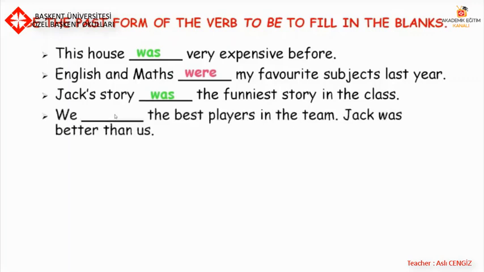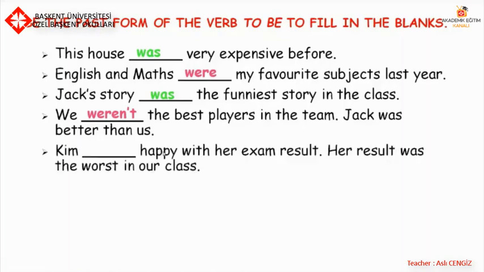We blank the best players in the team. Jack was better than us. Here it says Jack was better than us, so we should use weren't here. We weren't the best players in the team. Kim blank happy with her exam result. Her result was the worst in our class. So, Kim wasn't happy with her exam results.